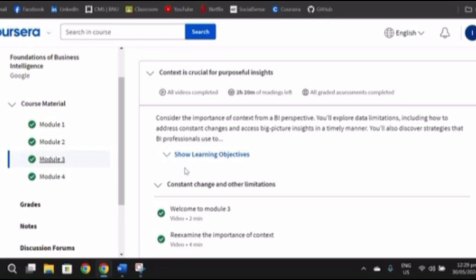Some common limitations of data include incomplete data, data inaccuracies, and biases. Being aware of these limitations helps in developing strategies to mitigate their impacts, such as using data validation techniques and cross-referencing multiple data sources.